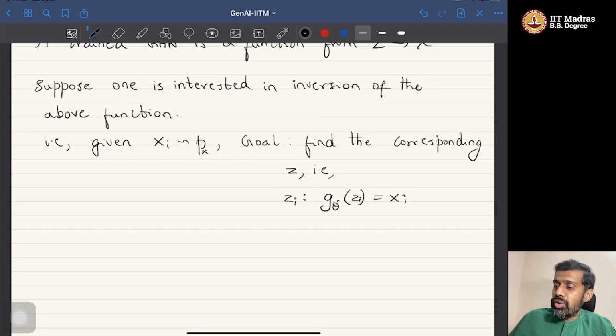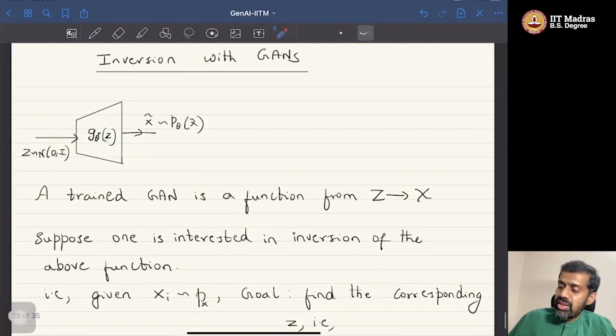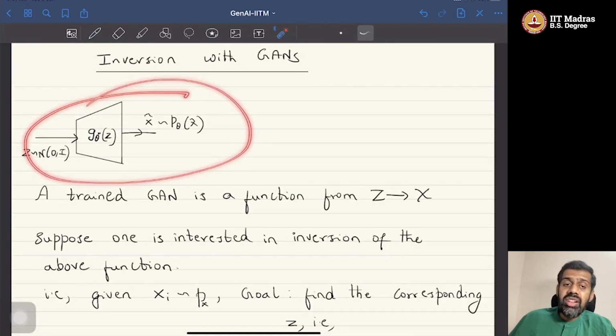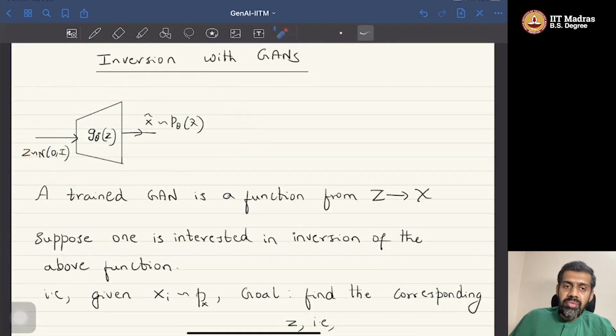Now, if you look at the naive GAN formulation, there is no provision to do this, right? Post training, we can sample a point from the normal distribution and get a sample generated from the generator. However, there is no way that we can invert this process, where given a particular input data point sampled from px, we cannot get the corresponding z.